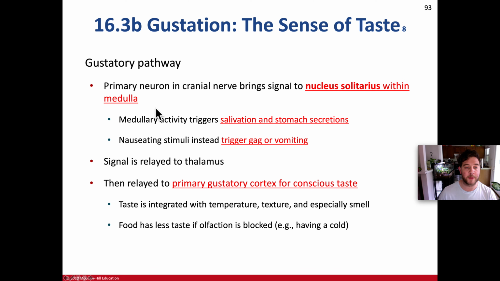The signal from the medulla is then relayed to the thalamus, and then it's relayed to the primary gustatory cortex for conscious taste. Taste is integrated with temperature, texture, and especially smell. Note that food has less taste if olfaction is blocked. That is an actual thing. If you can't smell something, you're not going to be able to taste it as intensely, which is also why if you have to eat something that smells gross, holding your nose and eating it does help cut down on the taste.